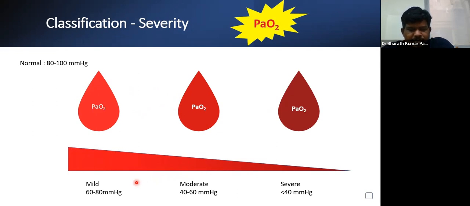Coming to mild hypoxemia, the patient will have a PaO2 of 60 to 80 millimeters of mercury in the ABG, moderate 40 to 60 millimeters of mercury, and it is labeled as severe hypoxemia if the partial pressure of arterial oxygen is less than 40 millimeters of mercury in the ABG.